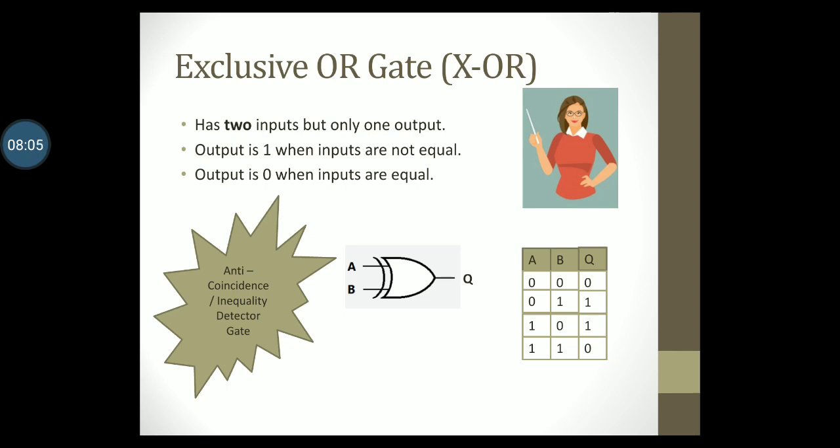The logic equation for the XOR gate can be written as Q is equal to A bar B plus A B bar. This equation can also be represented in terms of a symbol, a plus sign inside a circle.